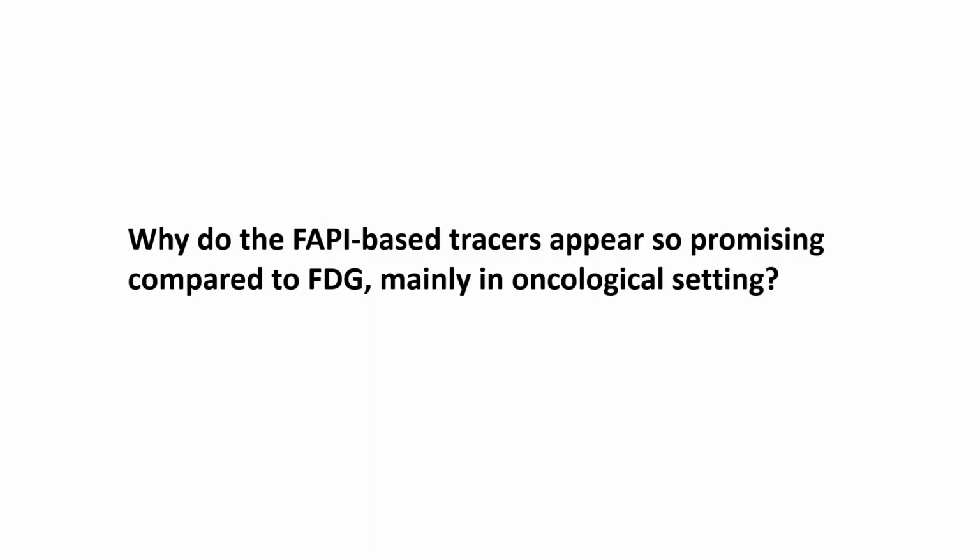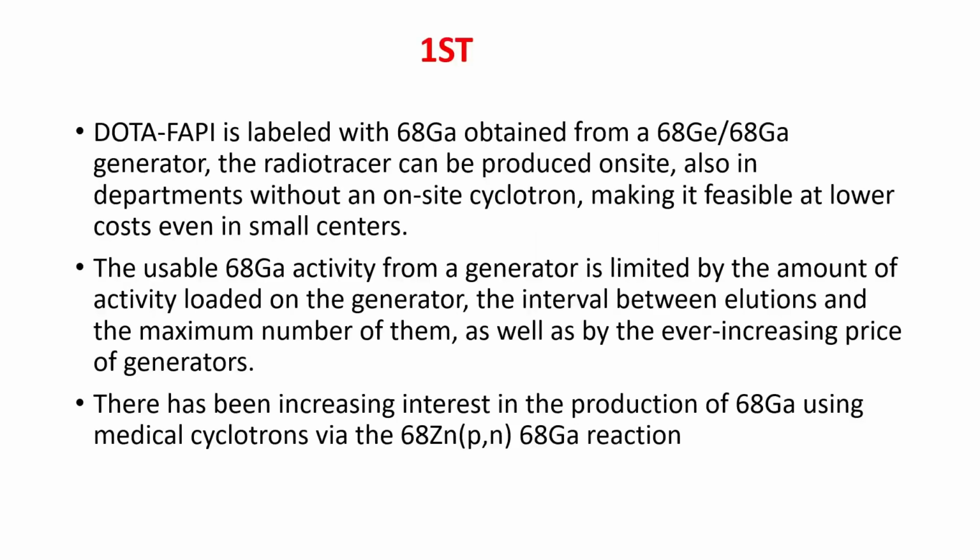So now we are entering the last phase of this presentation, the battle between FAPI and FDG. Why does the FAPI-based tracer appear so promising compared to FDG, mainly in the oncological setting? First, this DOTA FAPI is labeled with gallium 68, which is obtained from a generator. This radiotracer can be produced on site in the radiopharmacy lab without the need for an on-site cyclotron, and it makes it easier and lower cost, even in some small centers.